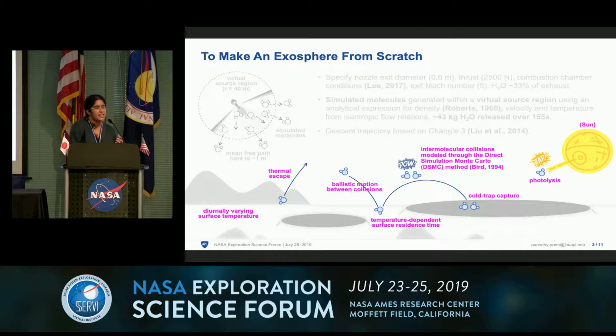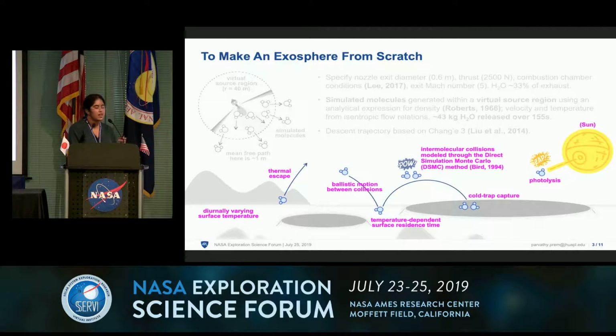Once molecules are created and released into the lunar environment, they interact with the moon and its surroundings in a number of different ways. In regions where the gas is dense enough, molecules can collide with each other and exchange internal and kinetic energy during that process, which we model using the direct simulation Monte Carlo method. In between collisions, and as the gas expands further away from the spacecraft, molecules undergo collisionless ballistic hops. When they land on the surface, I consider them to have a temperature-dependent surface residence time. We account for diurnal variations in temperature.